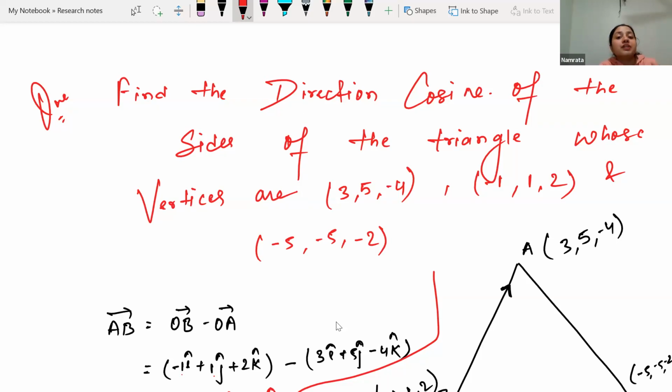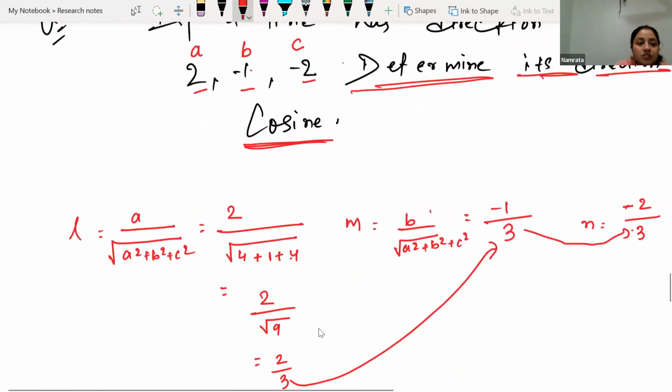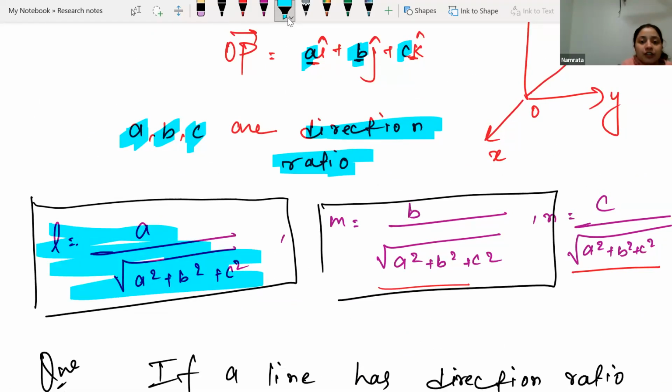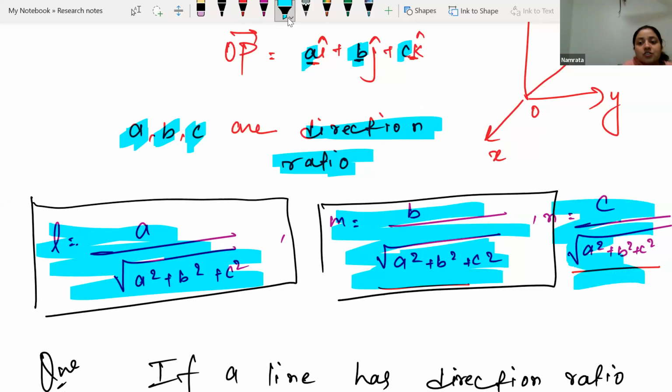So we are having one relation which is related to L, M, N and A, B, C, the direction ratio. What is that relation? You can see the relation over here. This is the relation. LMN we can find by using ABC. So this relation we will be using to find L, M and N. Let's do that.